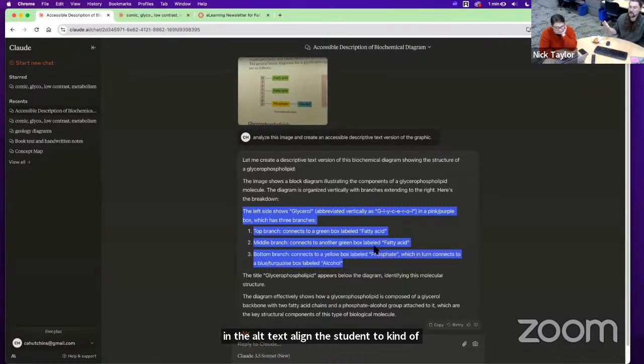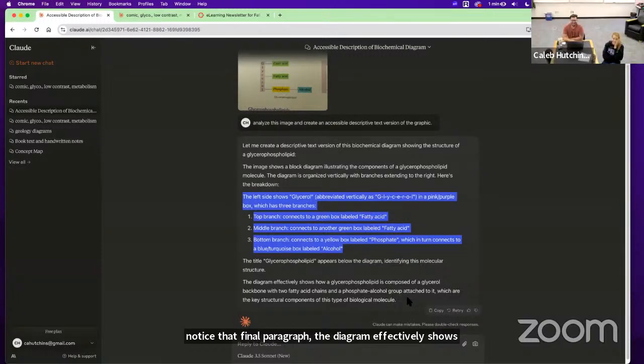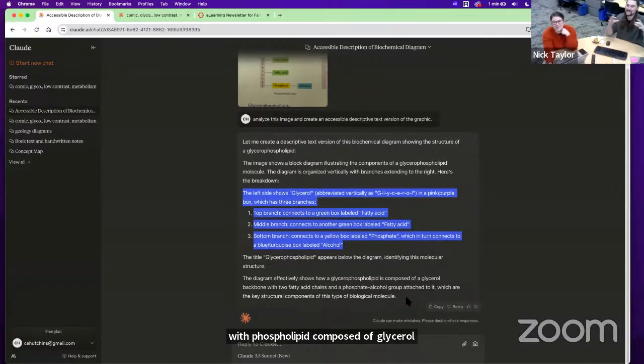And then you might have context around that, which what I like about Claude is you'll notice that final paragraph, the diagram effectively shows a glycerophospholipid composed of glycerol backbone, 2 fatty acid chains. Like that would be your figure description. So you could totally have that within the context.